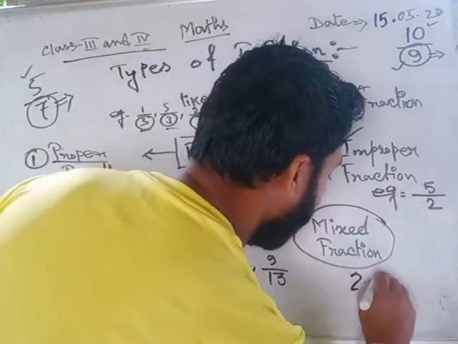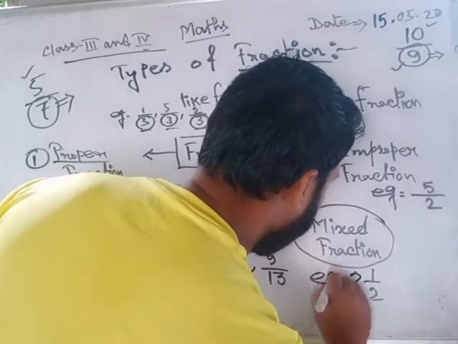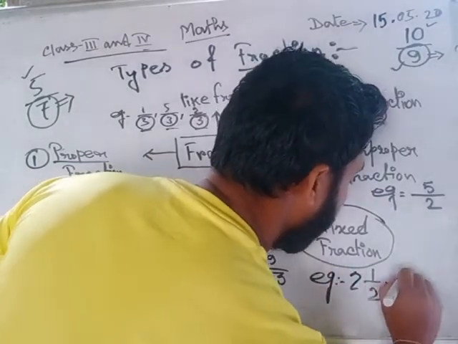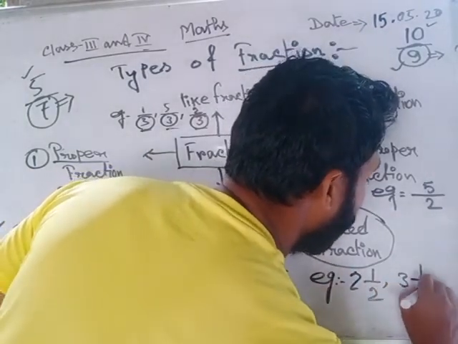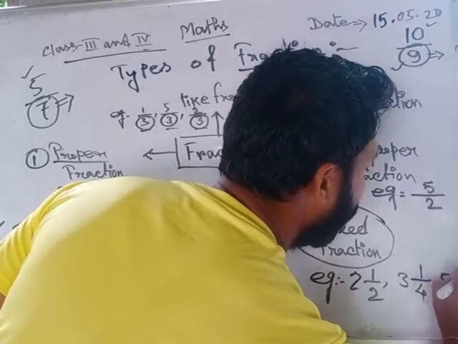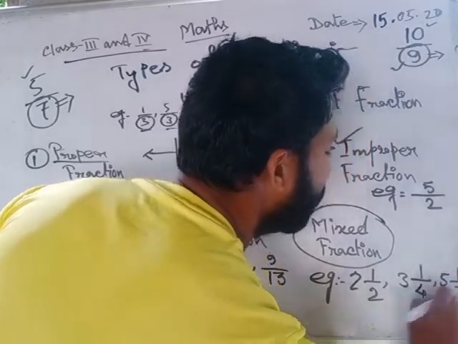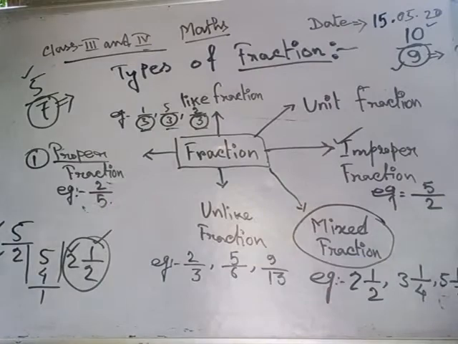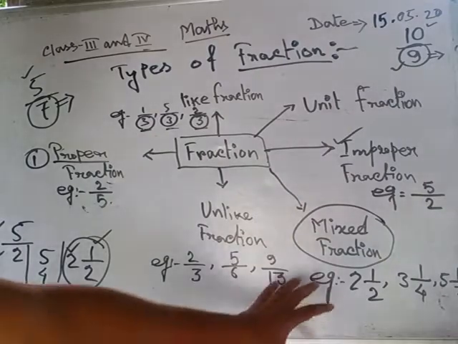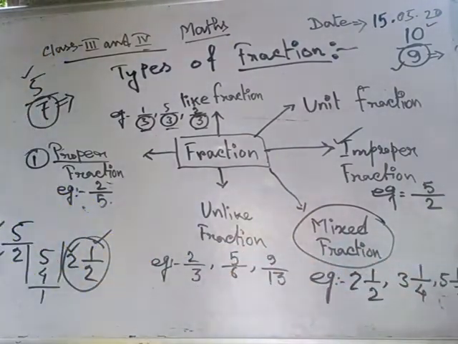That means 2 1/2, 3 1/4, 5 1/7, etc. These are examples of mixed fractions.